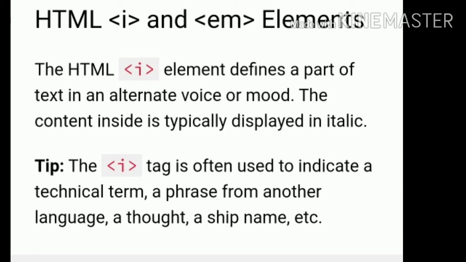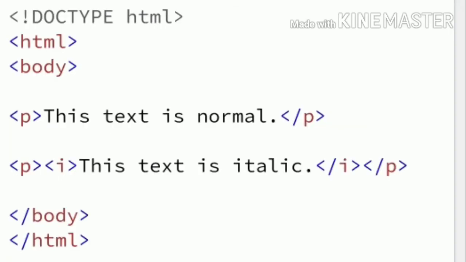Generally, the i tag is often used to indicate a technical term, a phrase from another language, a thought, a ship name, etc. You can write any content on that particular point inside the i tag. For example, a technical term, or a phrase from another language.